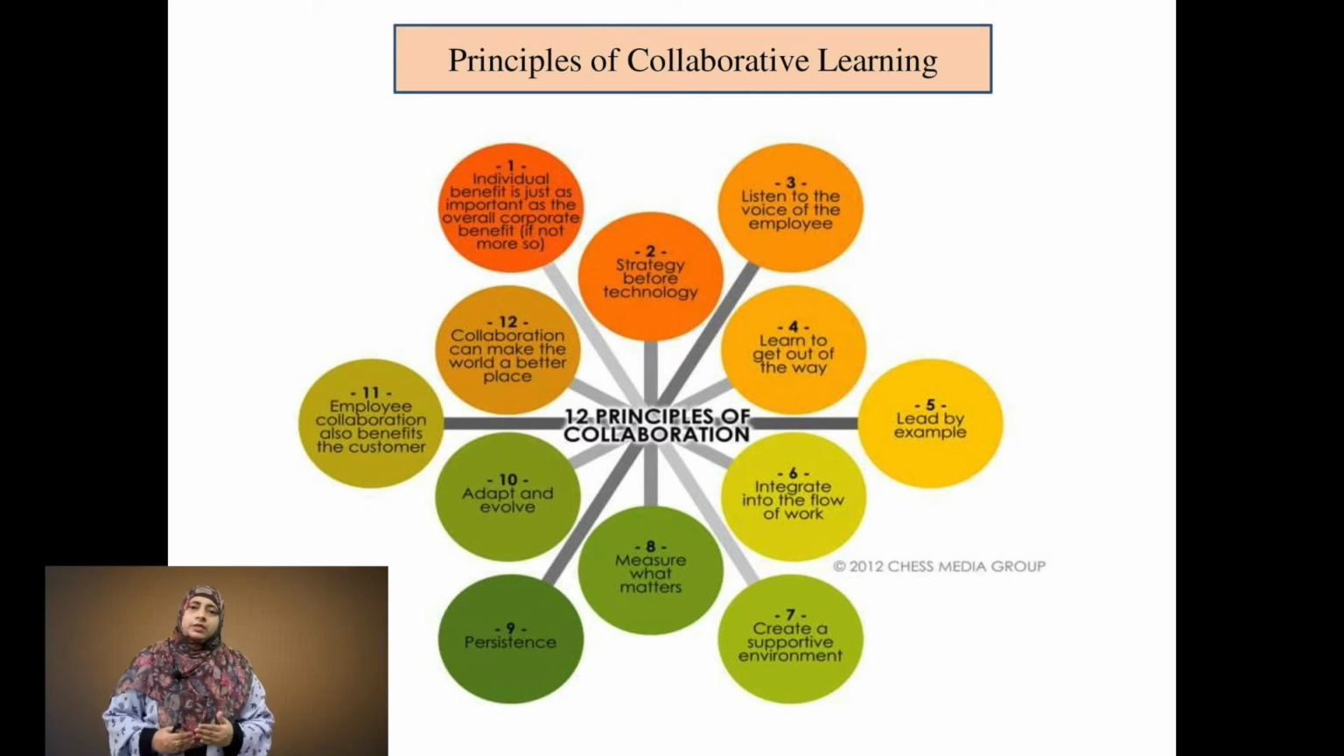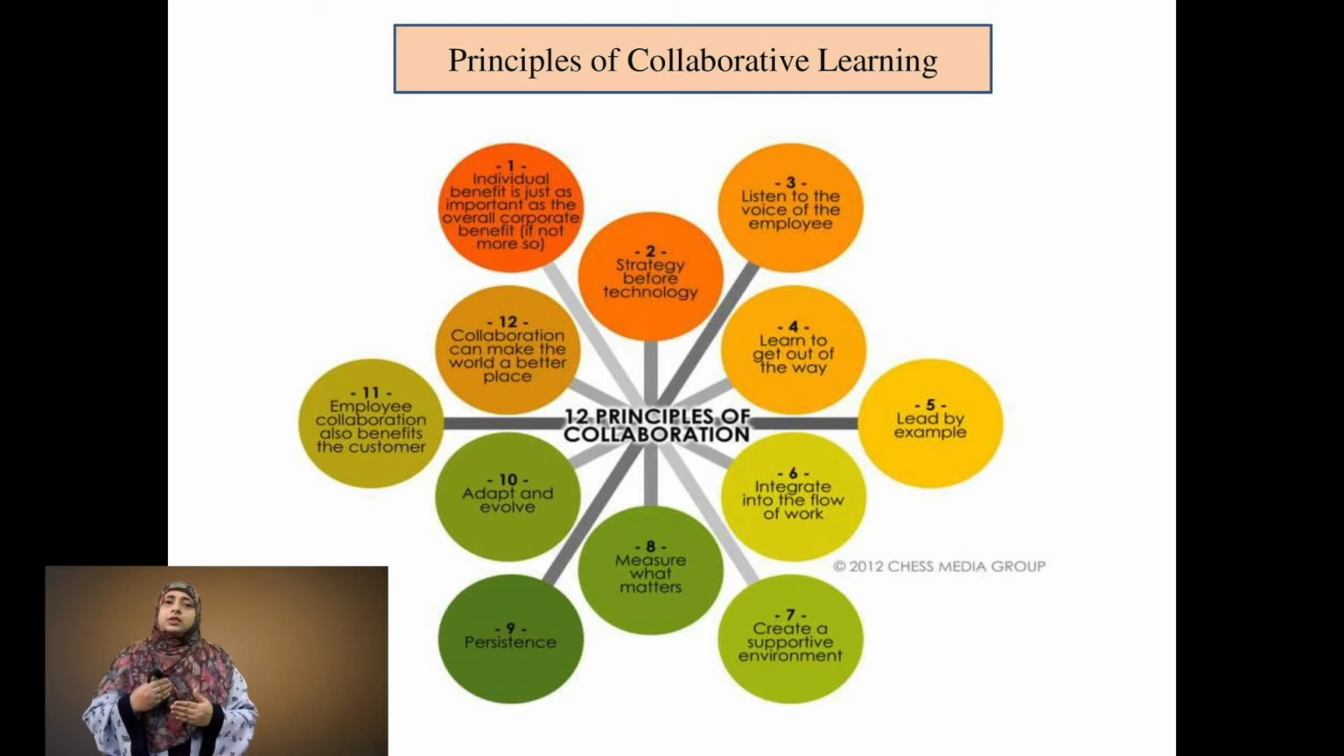Now, coming to the third principle of collaborative learning, that is to listen to the voice of the others, that is, the other teachers or the students. Listen to them, give them an opportunity to share their ideas and thoughts, express themselves, listen to them, and you also contribute your ideas, share your ideas along with them. Then the fourth one is to learn to get out of the way. You should know how to solve the problem, how to get out of a certain problem.